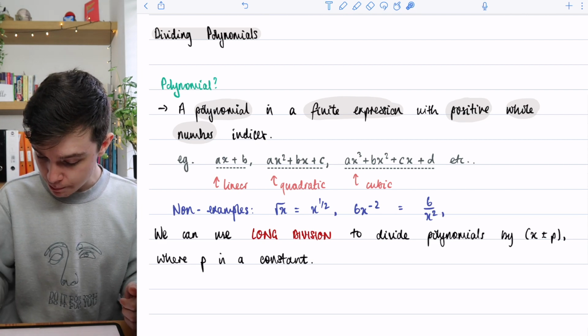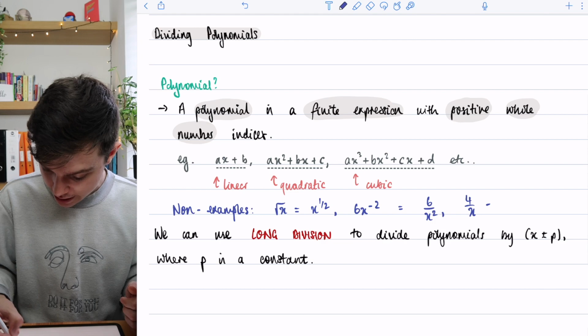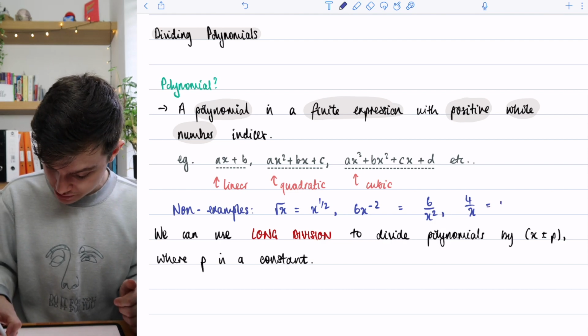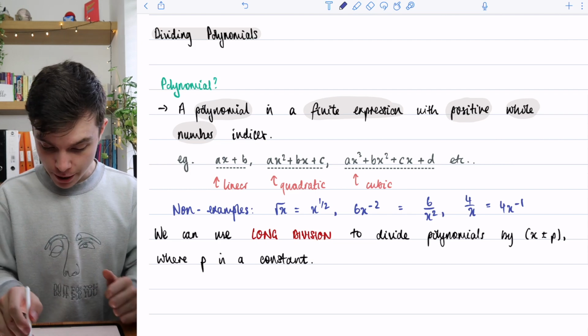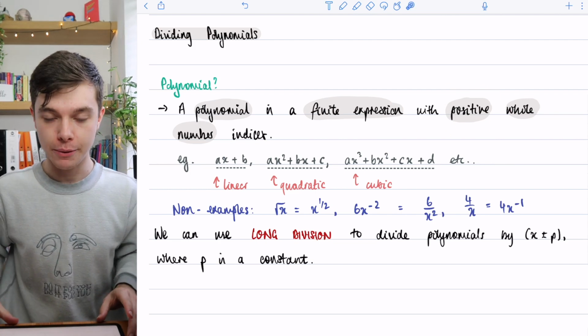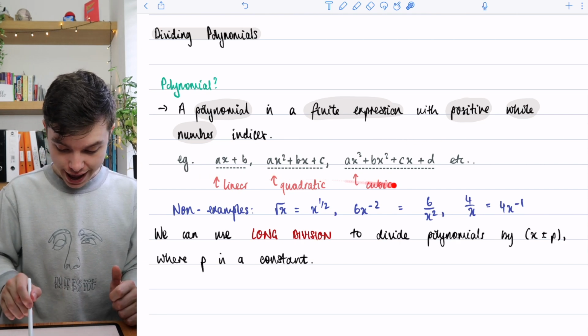And there's loads of other examples as well. We could maybe have 4 over x, okay? That's not a polynomial because that is 4x to the minus 1, there's a negative power, and we just want positive powers, okay? So those are 3 non-examples, these are 3 examples.